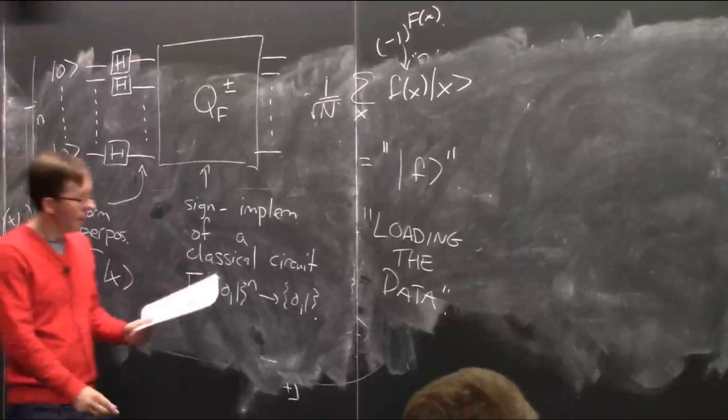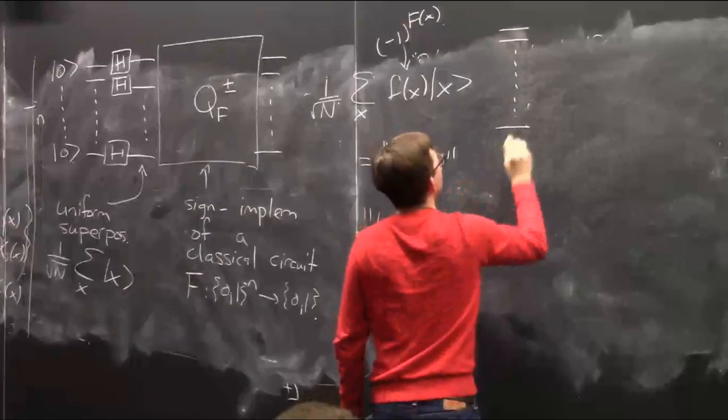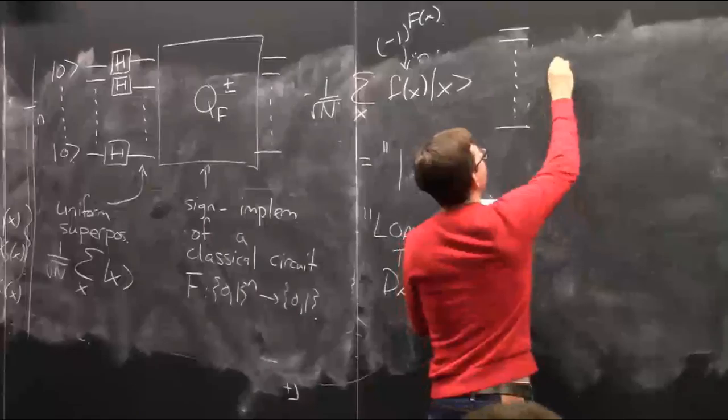OK. And then, the next aspect of the most common quantum computing paradigm, the second rotate in rotate, compute, rotate, is to put it through a discrete Fourier transform. And this is the one we're going to be talking about today.